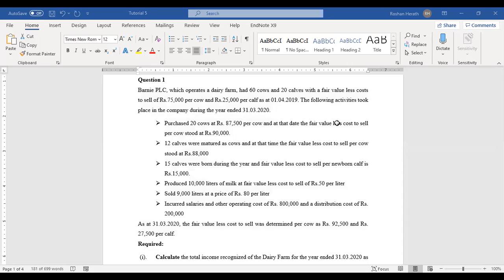Right. At the beginning of the period, it says that you have 60 cows. The fair value less cost to sell is 75 per cow. So at the beginning of the period, that is the balance brought forward, right? It is not the initial recognition. You are simply doing this for some time. So it is simply the balance brought forward; you don't have to recognize anything initially. Simply the balance brought forward figures are being given. 60 into 75,000.